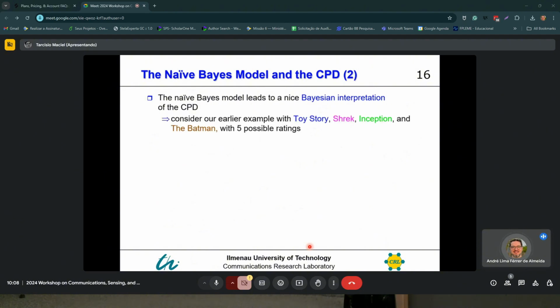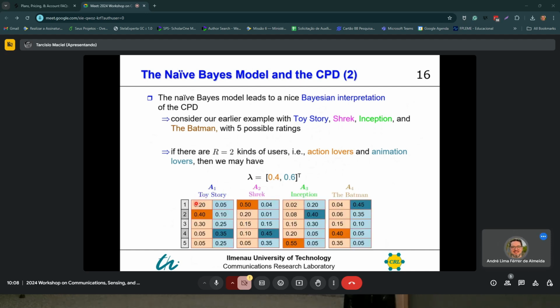Let's consider again our earlier example with Toy Story, Shrek, Inception, and the Batman, and 5 possible ratings. And there are R equals 2, so the tensor rank would be 2 in this case, kinds of users. We have action movie lovers and animation movie lovers. And we might have this loading vector. So 40% of the population are action movie lovers, and 60% of the population are animation movie lovers. And then we would have, for example, these 4 factor matrices. Why 4? Because we have 4 movies.